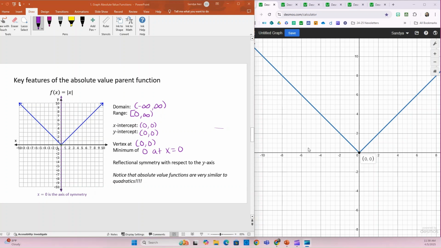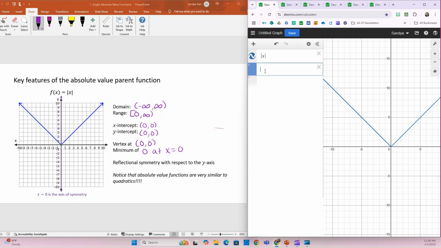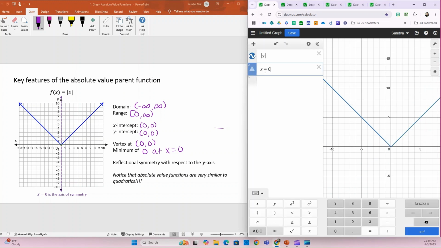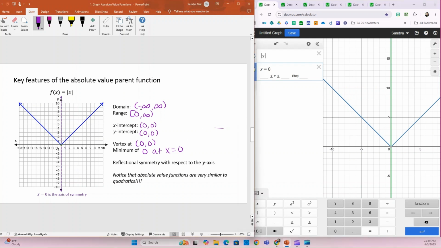So it also has reflectional symmetry with respect to the y-axis, because remember, I can find the axis of symmetry. I can just take the x-coordinate of the vertex, and if I type in that line, I can do x equals that x-coordinate. You can see that creates an axis of symmetry. So that means this graph has reflectional symmetry with respect to the y-axis, right? Because that's what x equals 0 represents. So these are all the key features of the absolute value parent function.